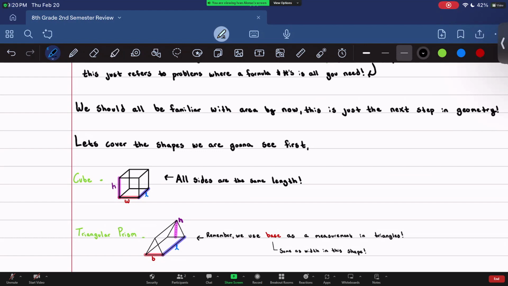And it would technically not be wrong to say width, but if you remember, the area formula for a triangle is base times height, right? Or it's 1/2 base times height, I believe. So we use base for the triangles.